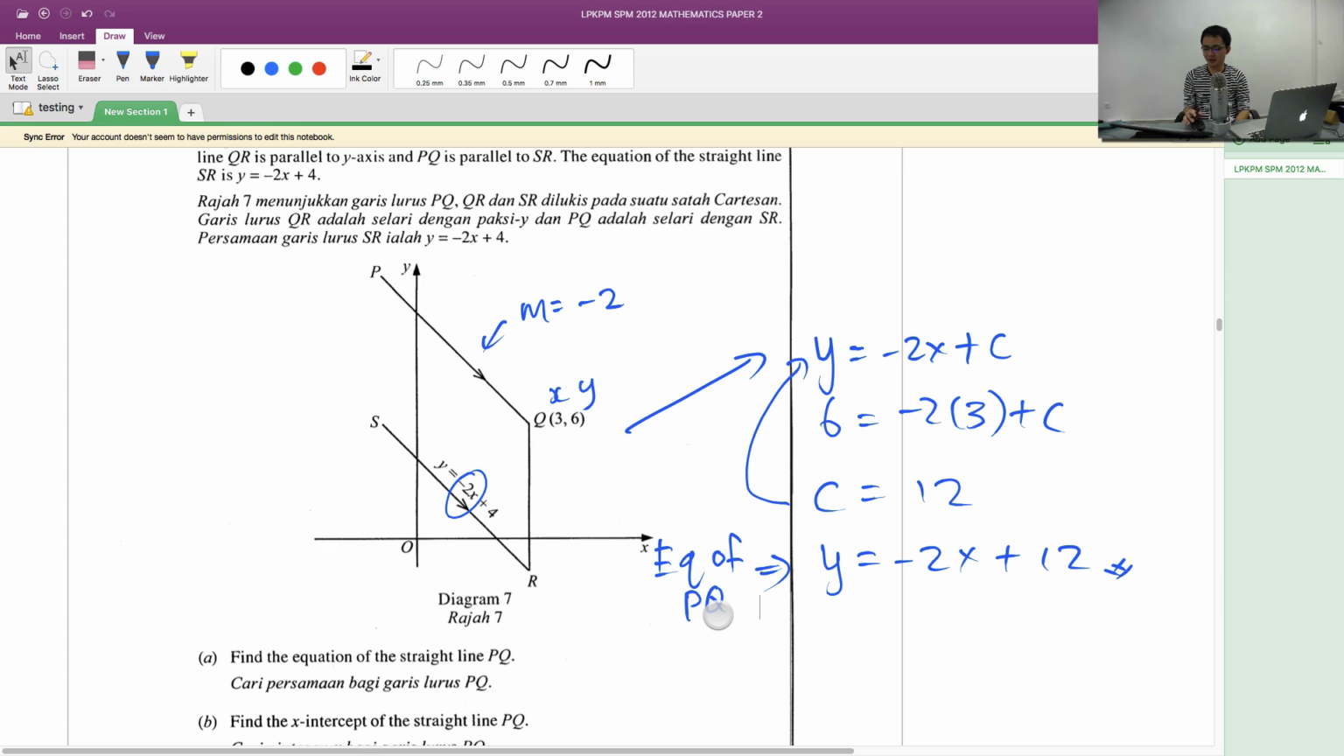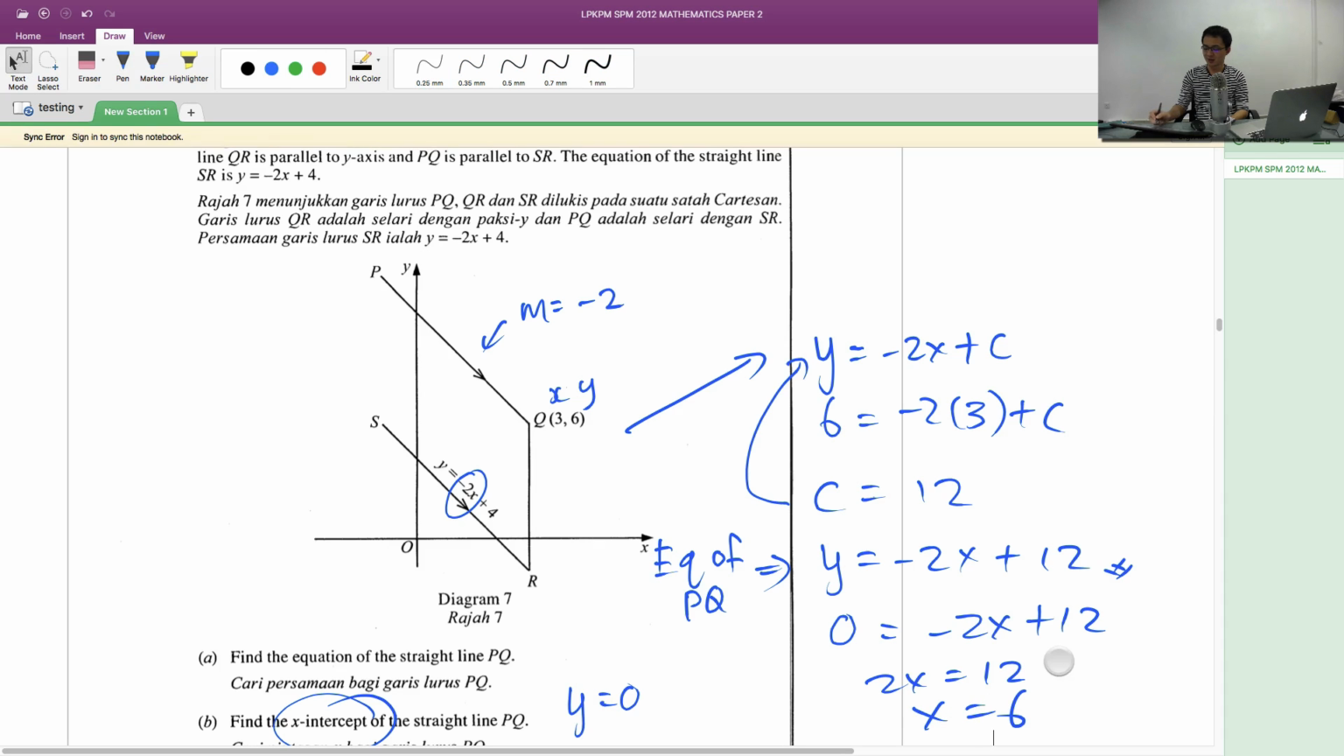Alright, then the second one asks you to find the x-intercept of the line PQ. X-intercept means what? I say whenever you see x-intercept, it means y equals 0. If the question asks about y-intercept, it means x equals 0. Alright, so y equals 0. 0 equals negative 2x plus 12. So 2x equals 12. X is just equal to 6. So this is your x-intercept, which is 6.